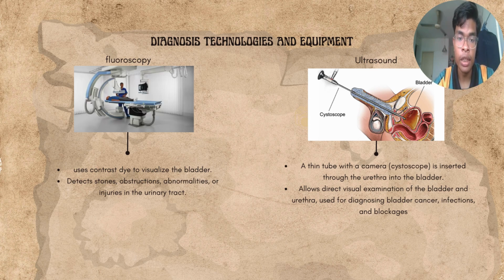And the second equipment is the cystoscope. It's a thin tube with a camera. It's inserted through the urethra into the bladder. Usage is to allow direct visual examination of the bladder and urethra, used for diagnosing bladder cancer, infection, and blockages.